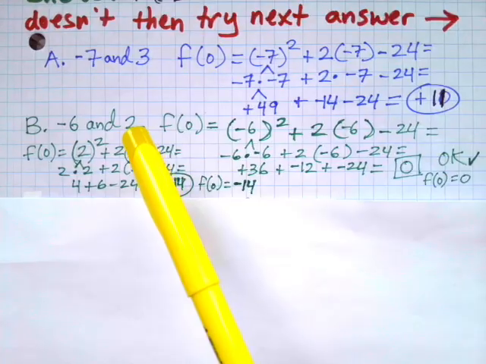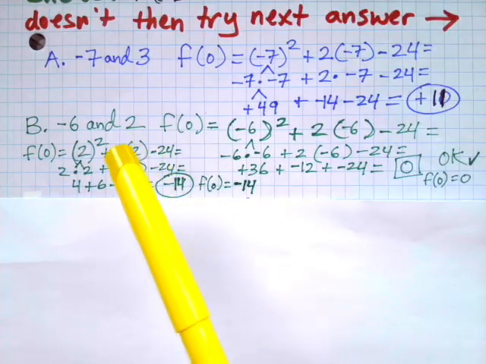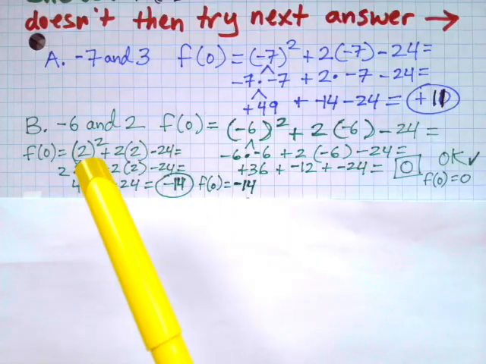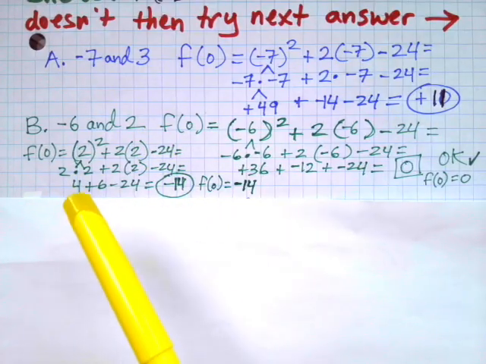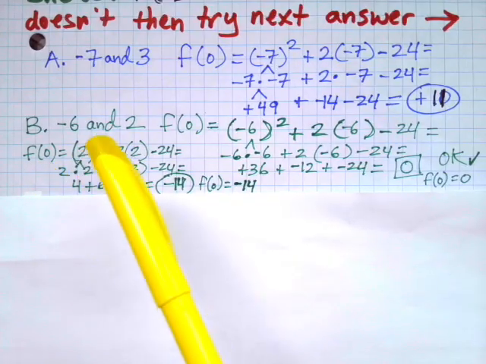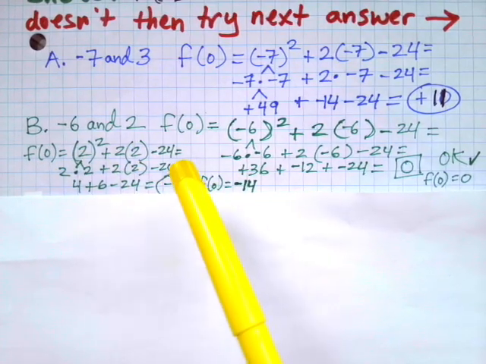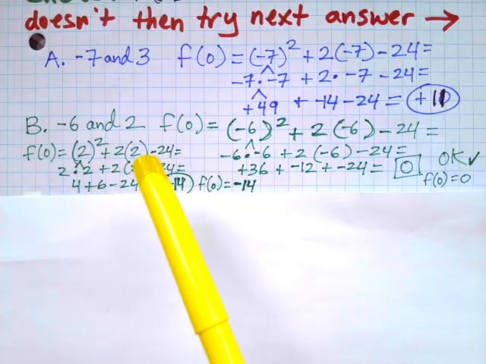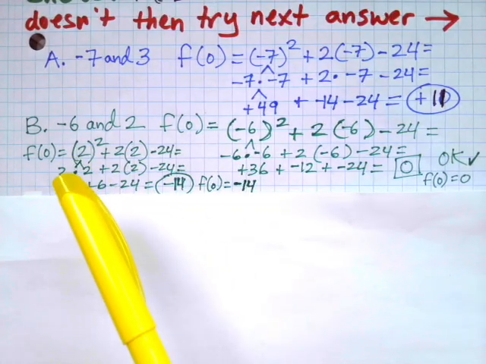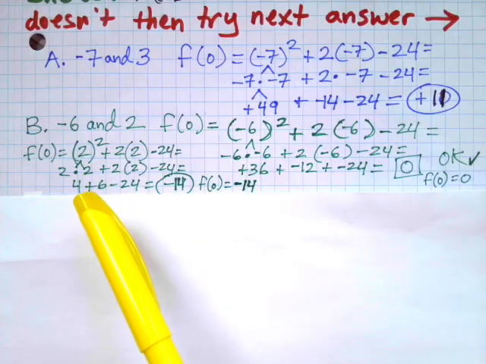Now I'm going to substitute the 2 for x, because again, both of these values have to work in order for you to discover the correct answer. I'm going to substitute that 2 everywhere there was an x in the original problem. Again, order of operations. So 2 squared is 2 times 2, which is 4.